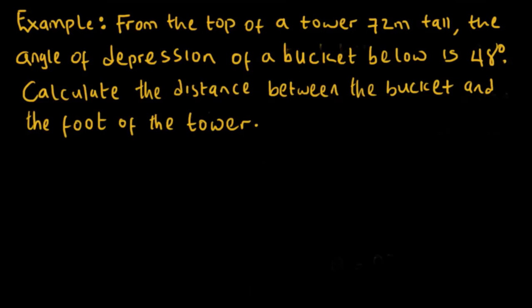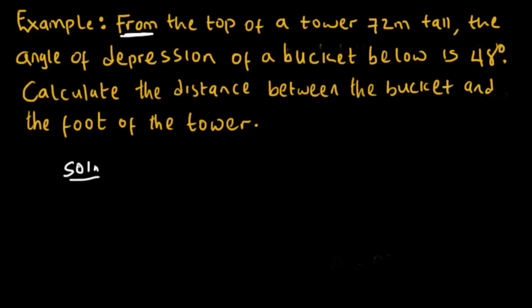So we have this question: from the top of a tower 72 meters tall, the angle of depression of a bucket below is 48 degrees. Calculate the distance between the bucket and the foot of the tower. Now let's try to do this. Now remember, I told you to look for this word "from".